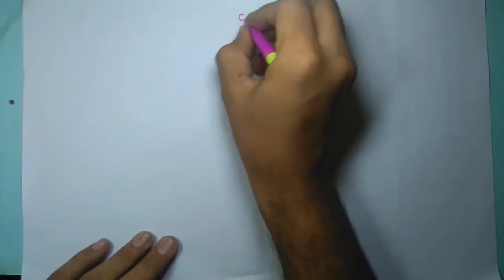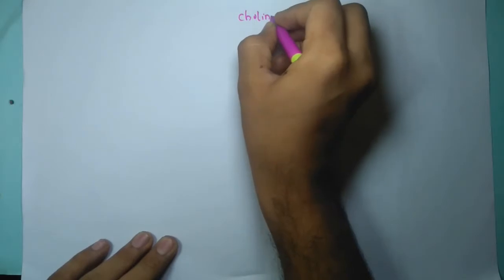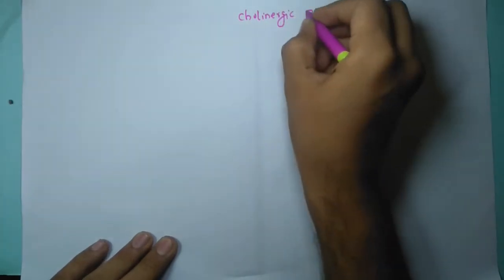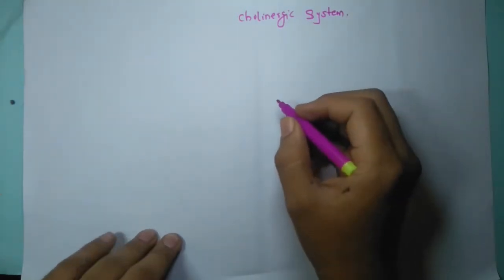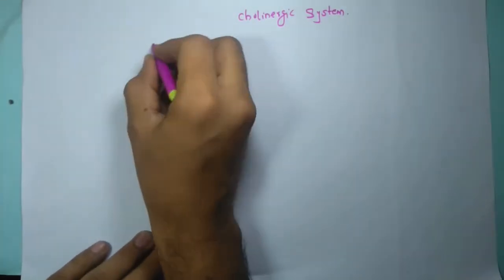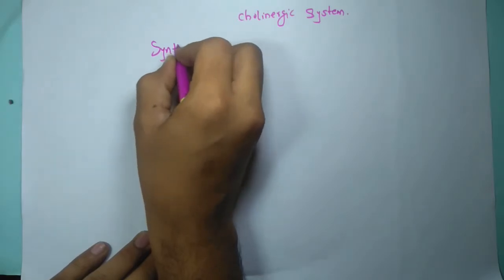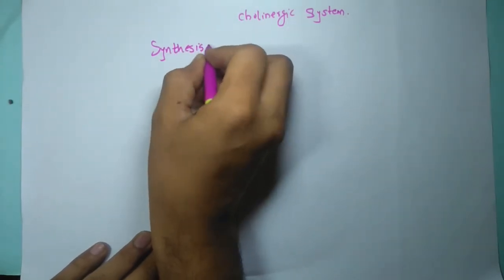That is the cholinergic system. Firstly, we discuss the synthesis of acetylcholine.